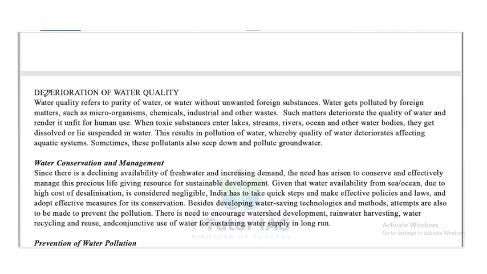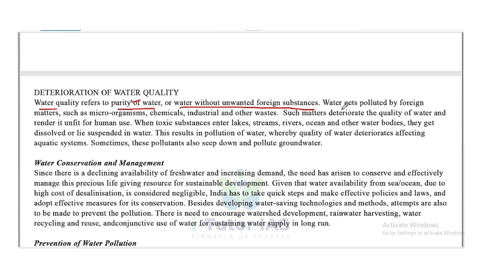Now, deterioration of water quality. Water quality refers to the purity of water, or water without unwanted foreign substances. Okay, so what is water quality? It refers to the purity of water, or the water without unwanted foreign substances.